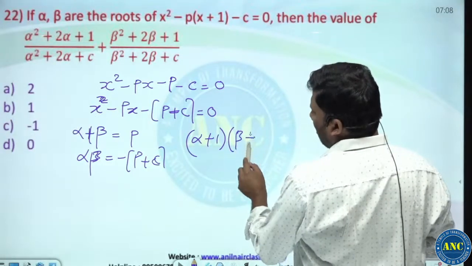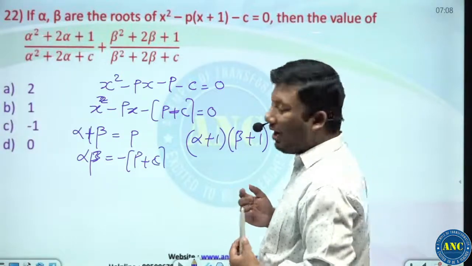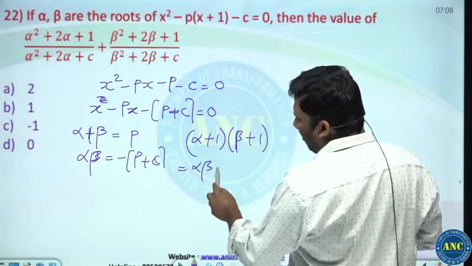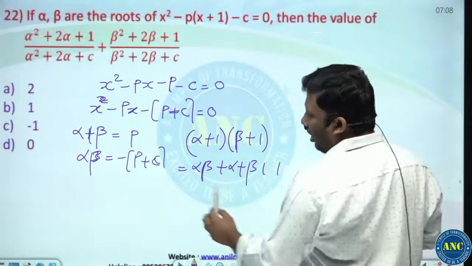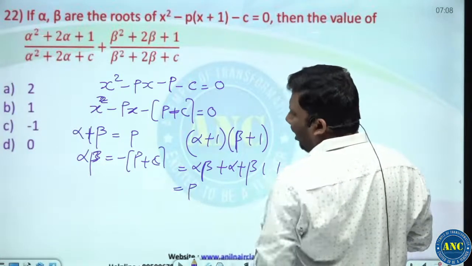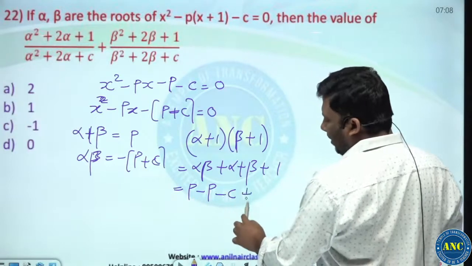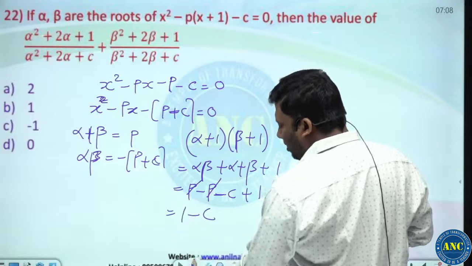So what we will do is, let me see what will happen to alpha plus 1 into beta plus 1. I will tell you why we are doing alpha plus 1 into beta plus 1. So this will become alpha beta plus alpha plus beta plus 1. Alpha beta is p. Alpha plus beta is minus p minus c, plus 1. P minus p will get cancelled. It is 1 minus c.